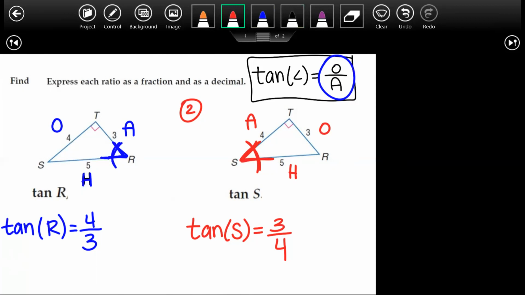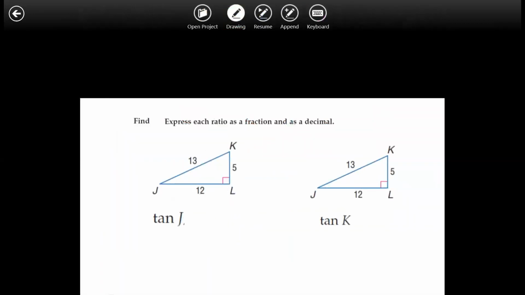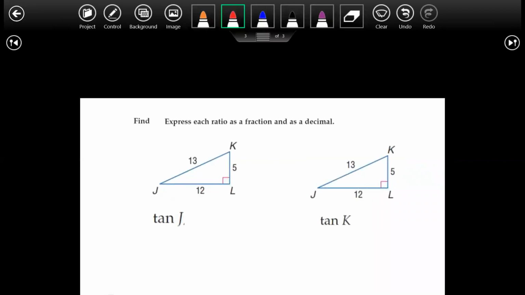I want you guys to try this problem out. Give me the setup. Send me up the ratios. Write out the ratios for these. Same triangle, different reference angle.